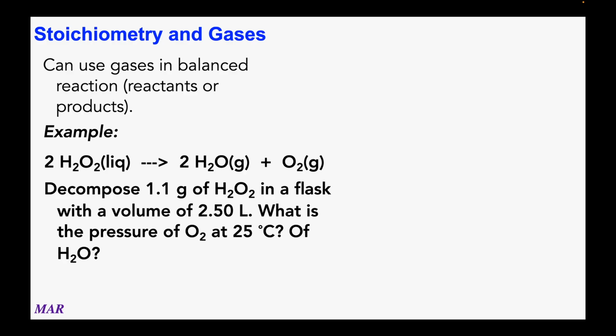So let's say that we're going to decompose 1.1 grams of hydrogen peroxide in a flask, and it's got a volume of 2.50 liters in the flask. The question is, what's the pressure of the O2 and of the water? Now, hydrogen peroxide is a liquid by default, and you can see it's an L right there. But the water and the oxygen are both gases.